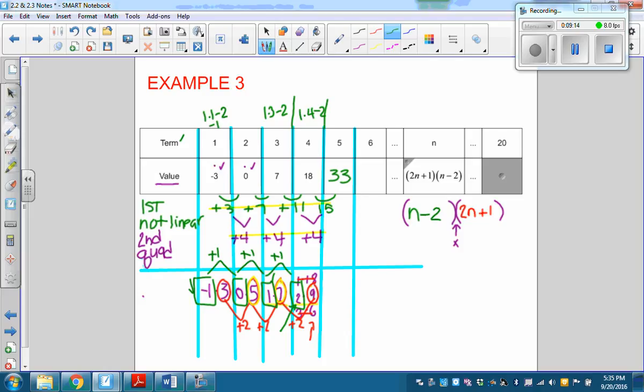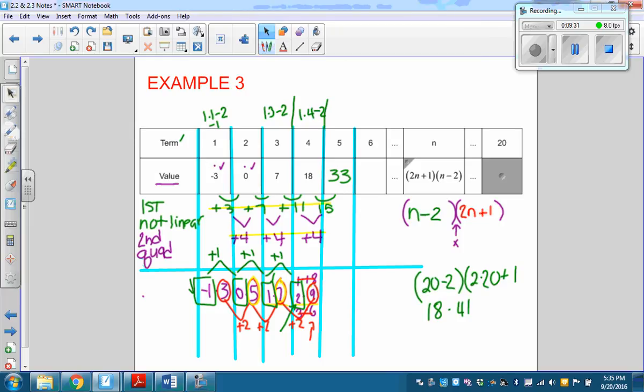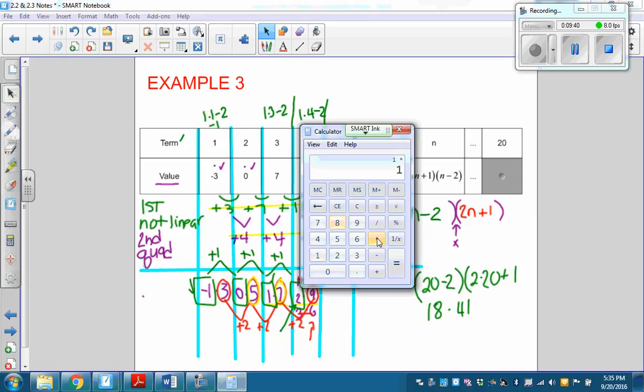And then to put in 20, 2 times 20 plus 1, that's 18 times 41. And that should be the missing value. You could do that by hand or with a calculator. 18 times 41. Guess I didn't put the answer in. Should be 1681.